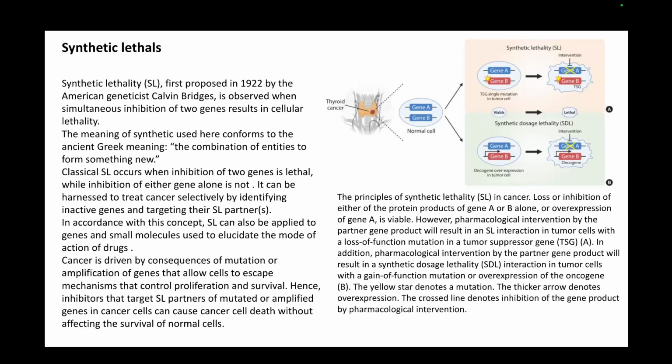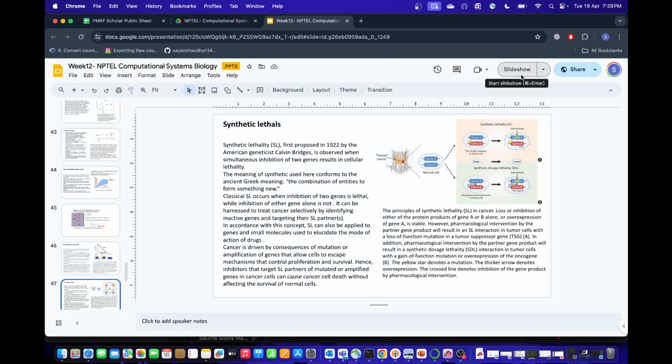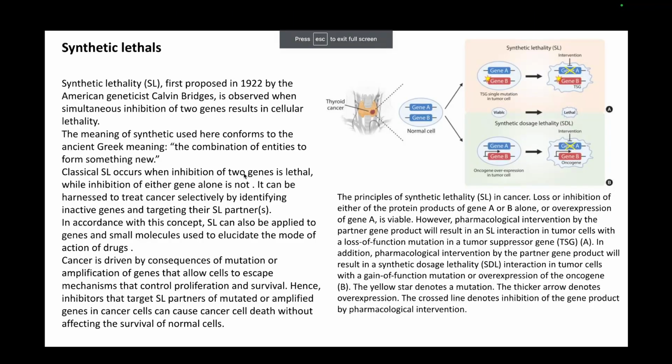Okay, so the next is the concept of synthetic lethals. Synthetic here means it's the combination of entities to form something new. So classical synthetic lethal occurs when inhibition of two genes is lethal, while inhibition of either gene alone is not. So you have two genes. If you inhibit both of them together, then maybe the cell dies. But if you inhibit either of them, the cell is fine. It can be harnessed to treat diseases like cancer by selectively identifying inactive genes and targeting their synthetic lethal partners.